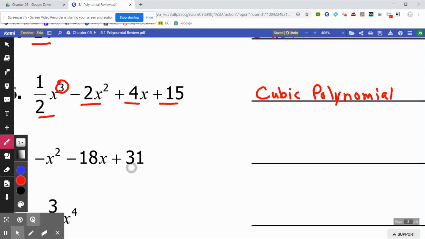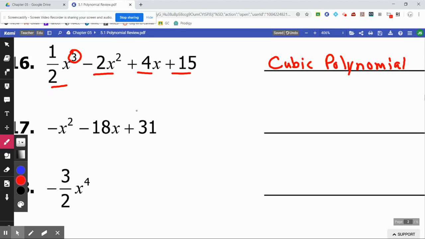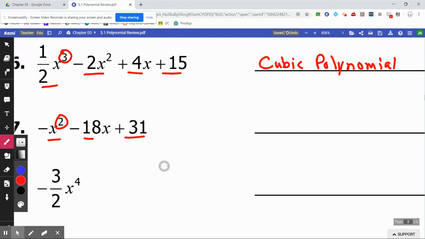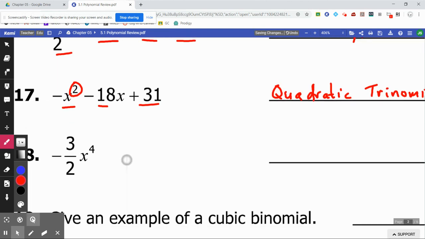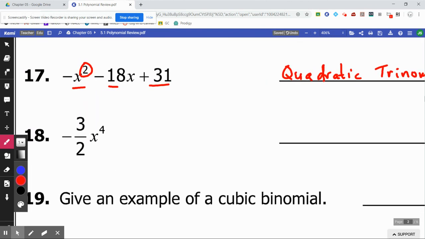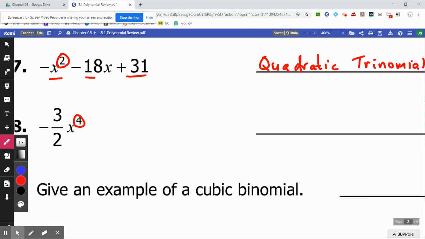Okay, the next one, highest power, we know this is a parabola because of the x squared, so that makes it quadratic, and it is a quadratic trinomial, and we've factored several quadratic trinomials. The next one has no plus or minus signs, just a negative sign there, so this is a monomial. The highest power is a 4, so that'd be a quartic monomial.